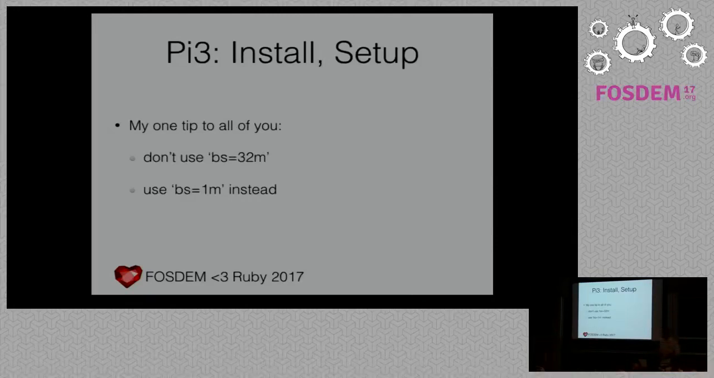I hope that you remember me about this, and that the first time you use bs equals 1m. Because if you use the other one and you happen to follow the steps I followed, you're going to lose a lot of hours of your life troubleshooting something without finding a solution. I think it's related to that bs=32m, which is block size 32 megabytes versus block size 1 megabyte.